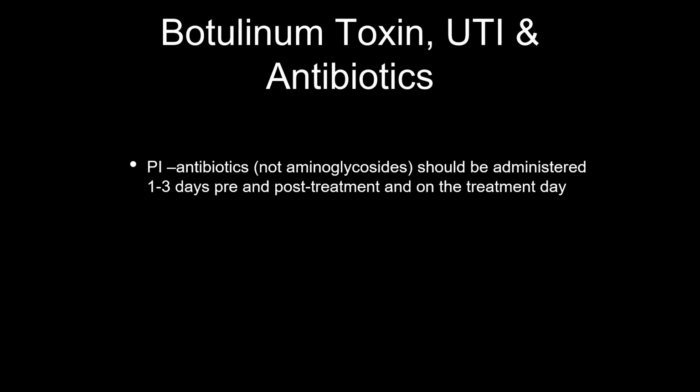Now, what about UTIs and antibiotics? So again, what does the package insert say? First of all, don't use aminoglycosides. Antibiotics are administered 1 to 3 days pre and post, and on the treatment day. So we're giving more antibiotics for botulinum toxin than theoretically we should be giving for someone who's getting a radical cystectomy based on AUA guidelines. Or we're giving more antibiotics based on AUA guidelines recommendation for infection than we give someone that gets a penile prosthesis. So that's a bit of overkill, right?